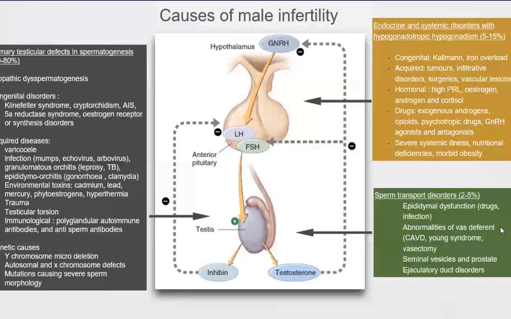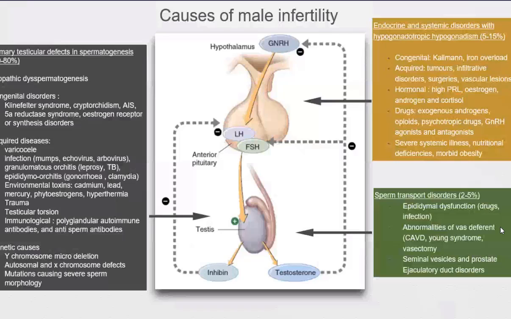So in acquired conditions such as tumors, infiltrative disorders, surgeries and vascular lesions, they can also get low production of FSH and LH. Drugs, for example, patients who are taking exogenous androgens, opioids, psychotropic drugs, and also GnRH agonists. Systemic illnesses include end-stage renal failure, sickle cell disease, nutritional deficiencies, and what we are commonly seeing now is morbid obesity.